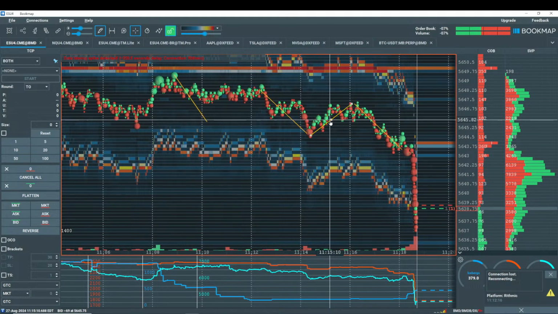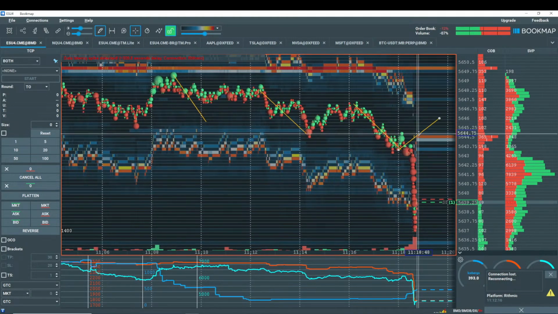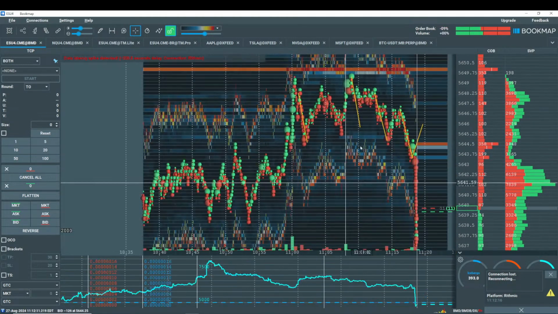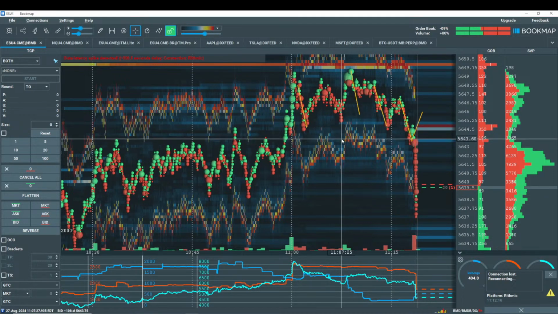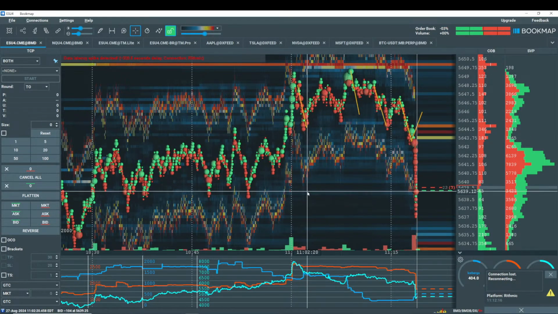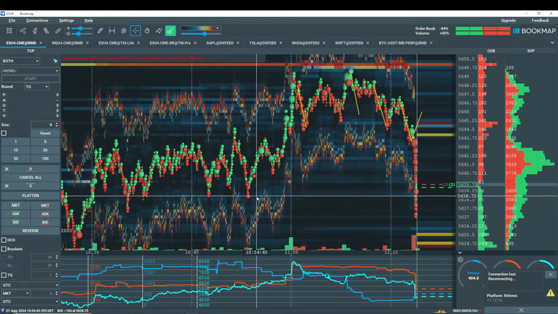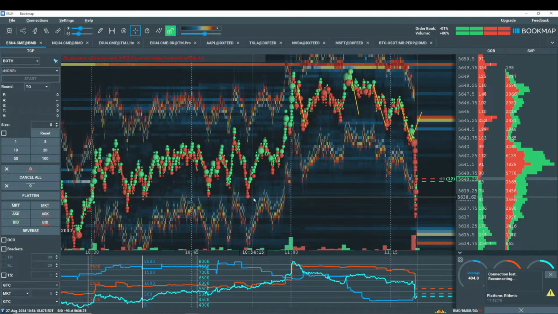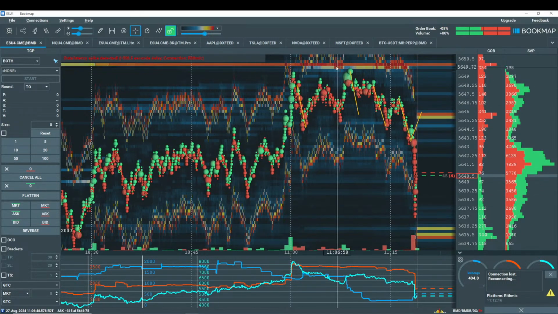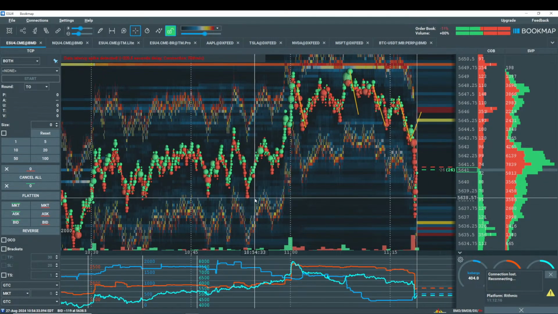Okay. Huge move. Huge move to the downside. Wow, look at that. Is this news? Or is this just a big stop run? All of this buying in here can't get back up into 50. Okay.